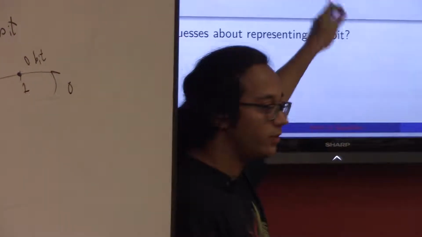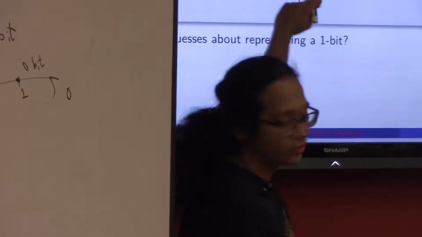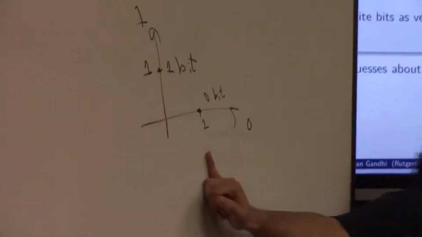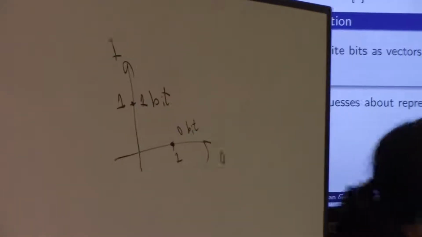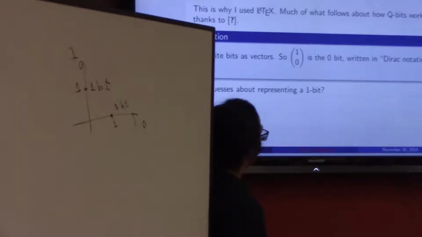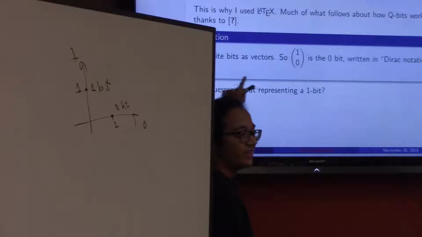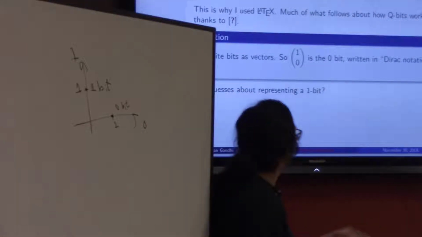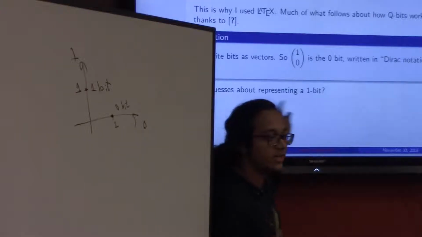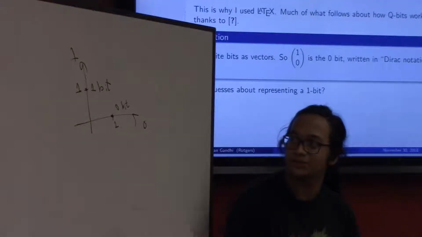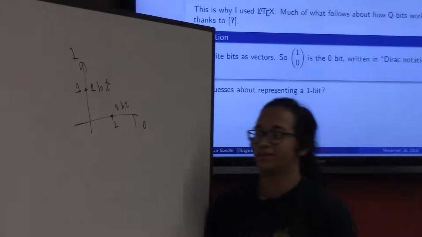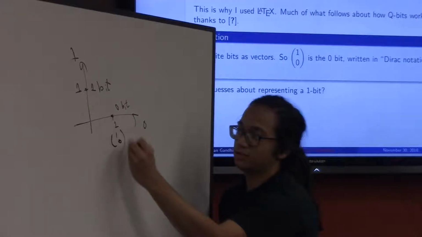We use vectors because they're easy to do linear algebra with. When we do 1, 0, we're just moving along x once, and that's the 0 bit. We also write it in Dirac notation because we're pretending to be physicists, so there's a 0. I'll get to more about Dirac notation a little later. But does anybody want to guess how to represent a 1 bit? You have a hint here. I'll write that. This is 1, 0.